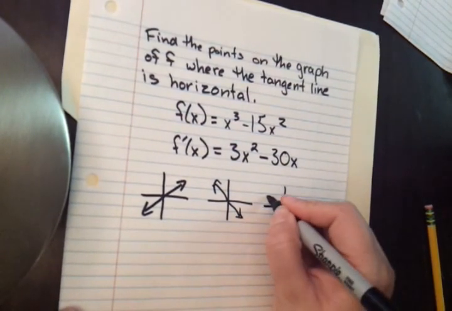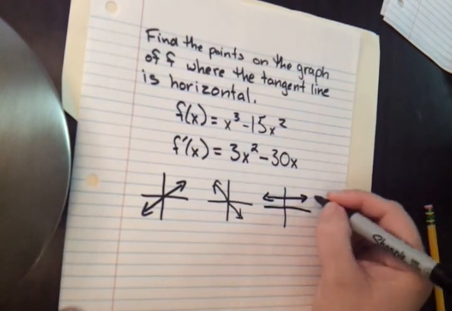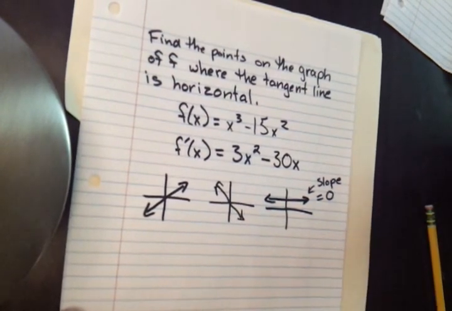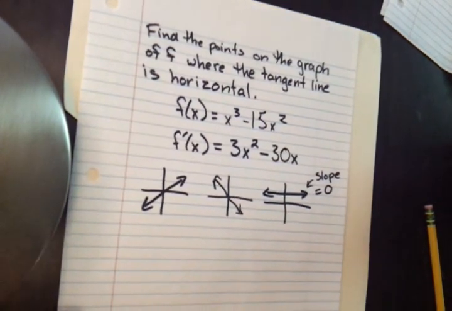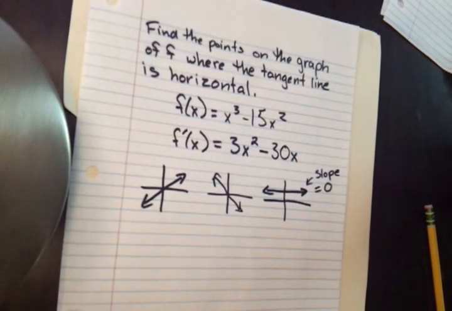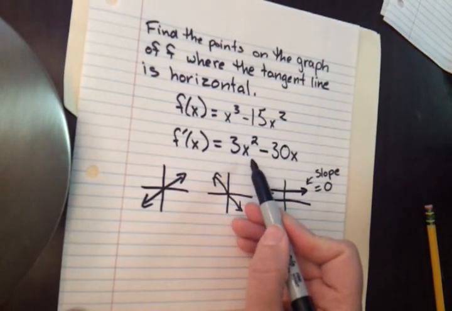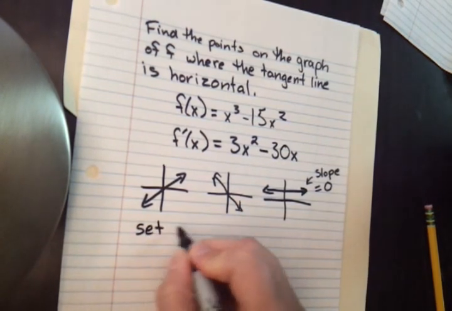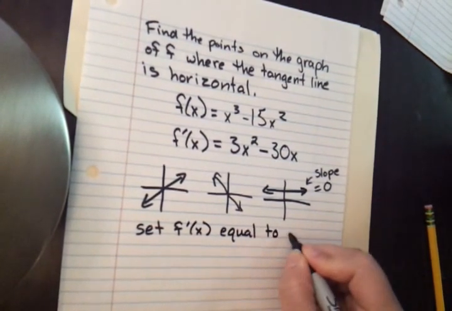But what if it's horizontal? So here's my line on my axes, and it's completely horizontal. That means that the slope equals 0. The slope here, it's not rising, it's not falling, it's staying exactly the same. No matter what the value of x is, it's always going to be 0. So what we need to do is find where the tangent line is 0, and that means we're going to have to set our derivative that we found here, this 3x squared minus 30x, equal to 0. So set f prime of x equal to 0.